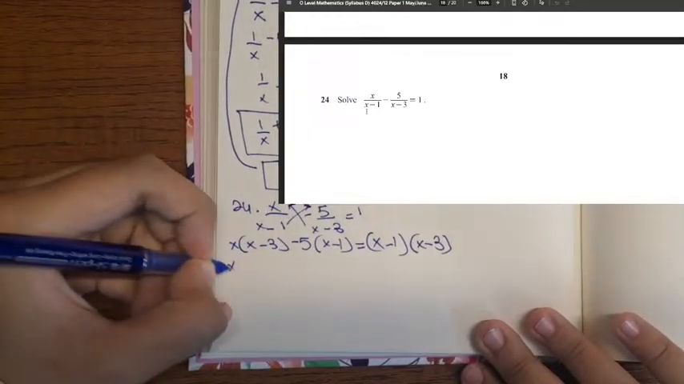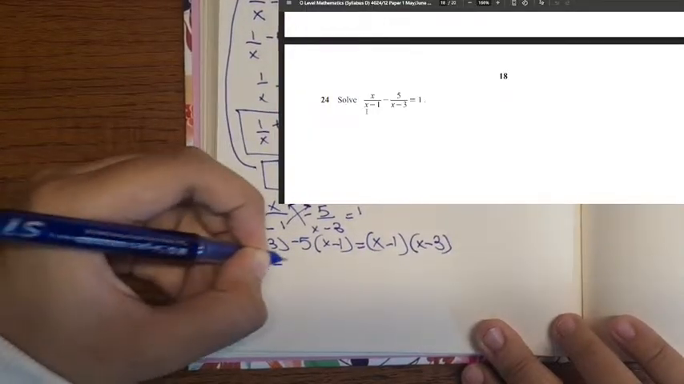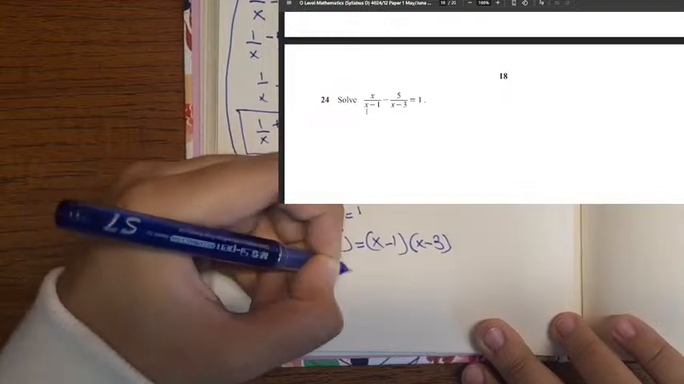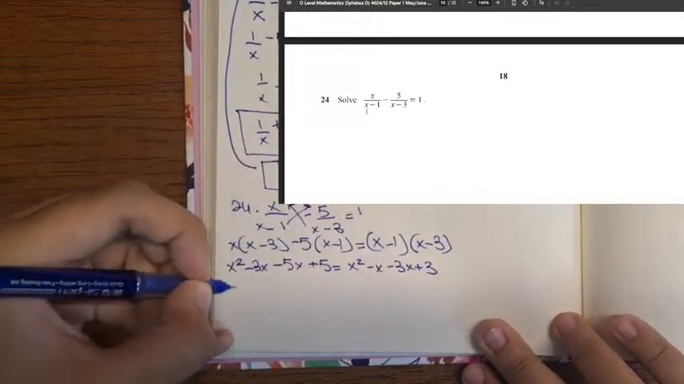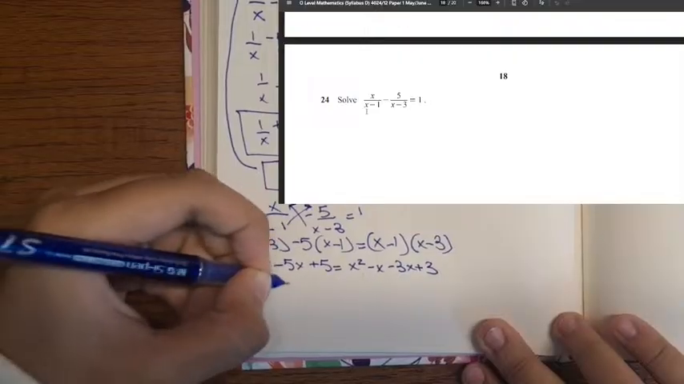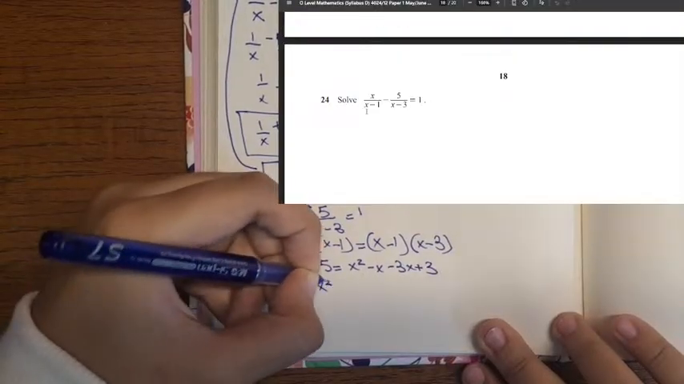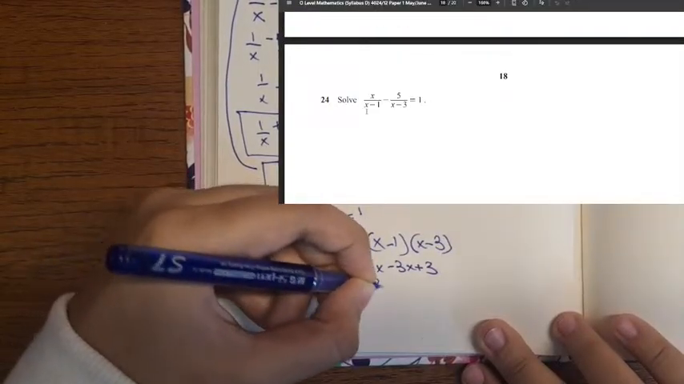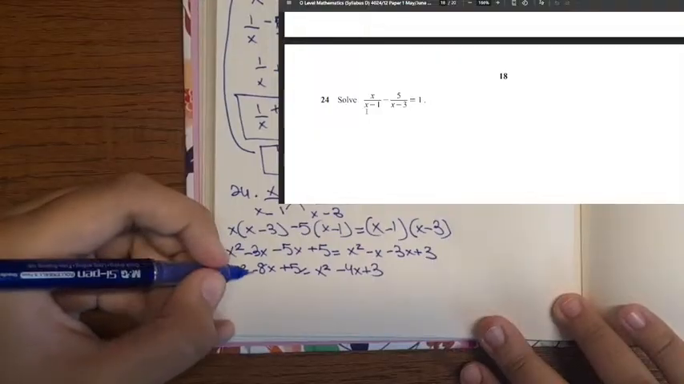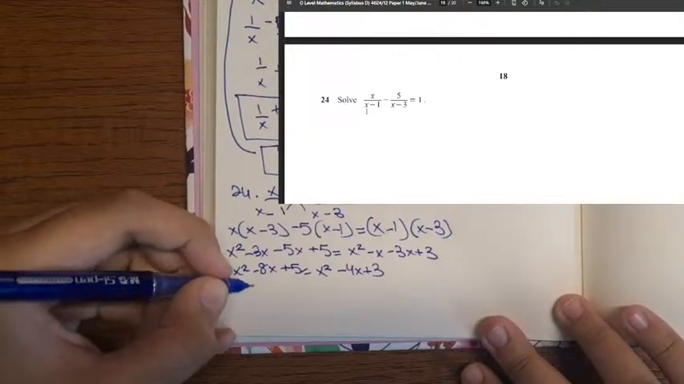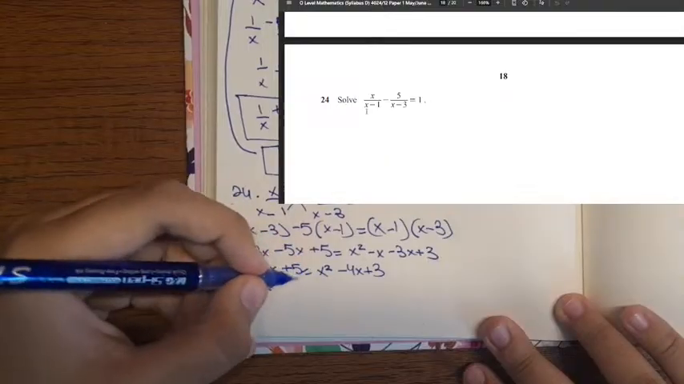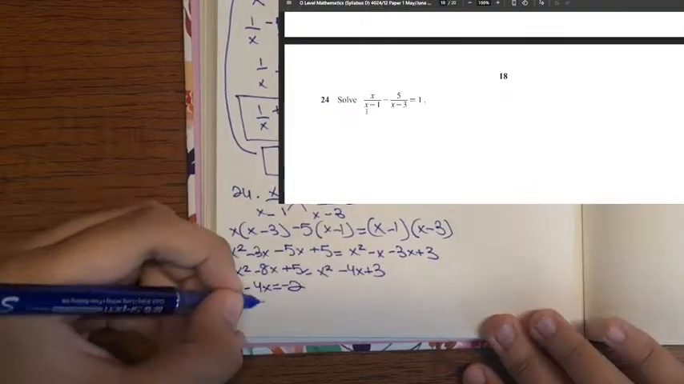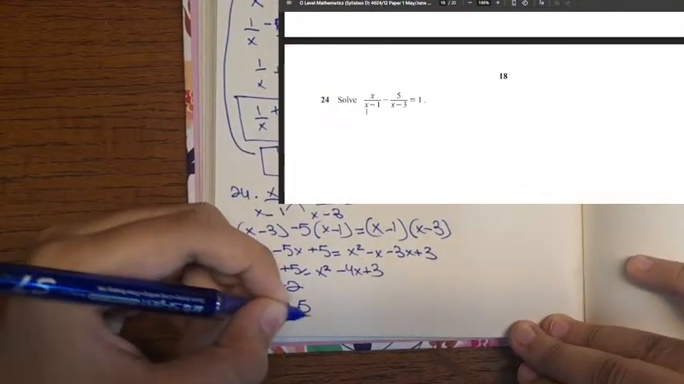Let's evaluate these. This becomes x squared minus 3x minus 5x plus 5 is equal to x squared minus x minus 3x plus 1 plus 3. So x squared minus 8x plus 5 is equal to x squared minus 4x plus 3. x squared and x squared cancel on both sides, so it becomes minus 8x plus 4x, which is minus 4x on this side, and 3 minus 5 over here becomes minus 2, so x is equal to 0.5.